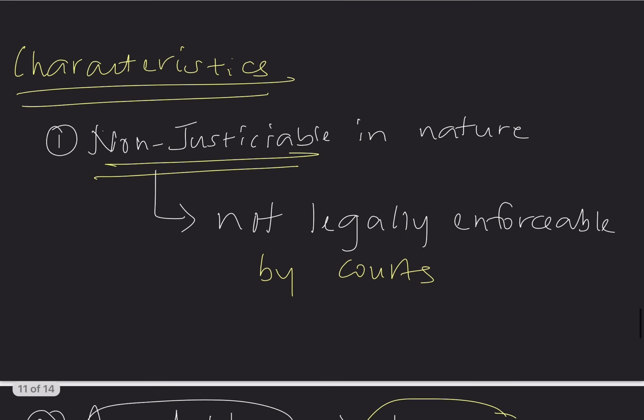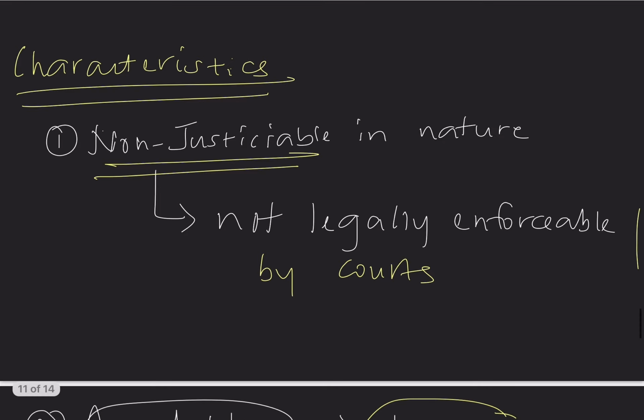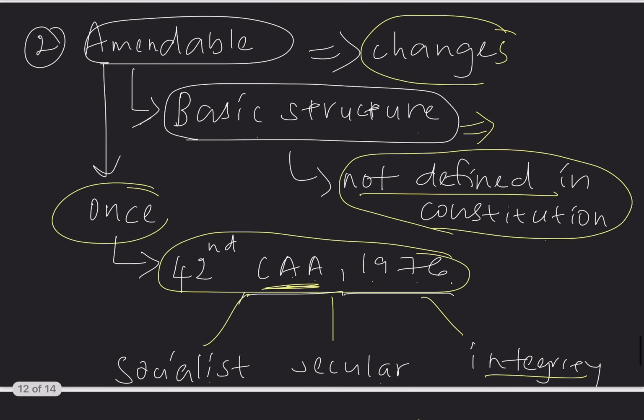Next we have characteristics of preamble. Firstly, it says preamble is non-justiciable in nature. Non-justiciable means it is not legally enforceable by courts. You can't directly approach any courts for violation of preamble. So that is the meaning of non-justiciable in nature. So the next characteristic is, preamble is amendable in nature. That is, you can make changes to preamble.